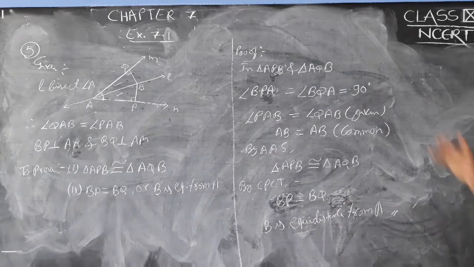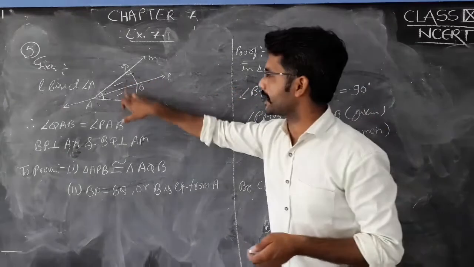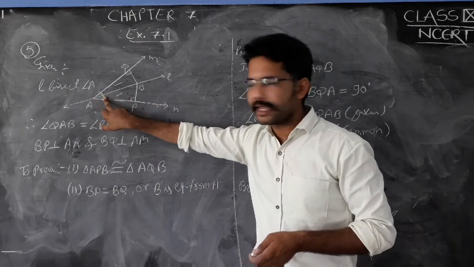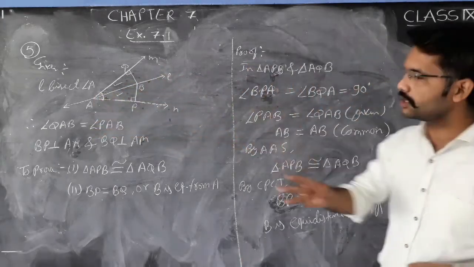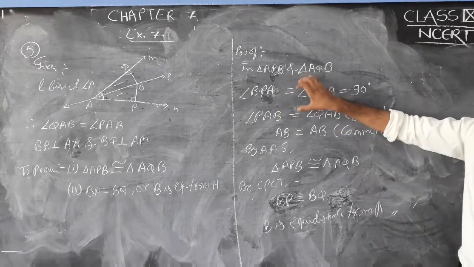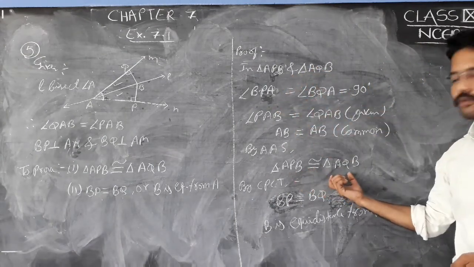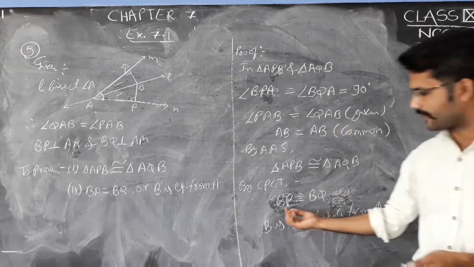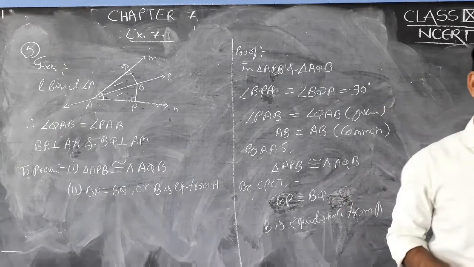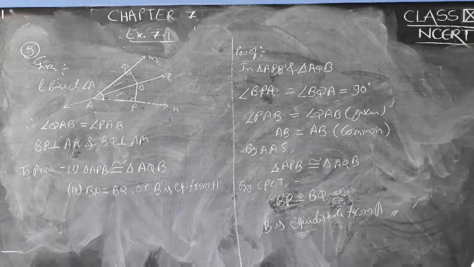So what we have done: we have taken two triangles. For these two triangles we have proved 90 degrees, then two equal angles also, angle A, and AB common. So we have shown three things equal. By using three things, we have shown that triangle APB and triangle AQB are congruent. By CPCT we have written that BP would be equal to BQ. Okay, this was question number 5.